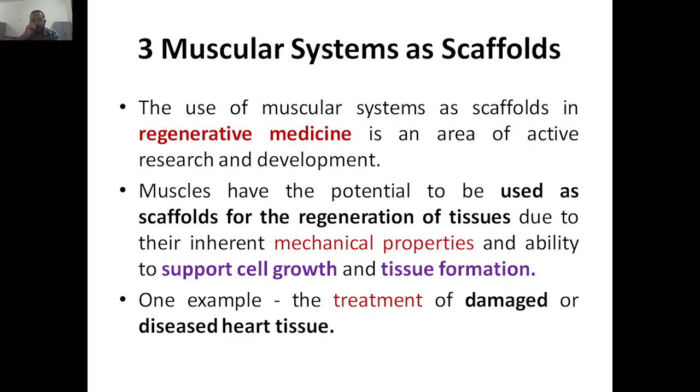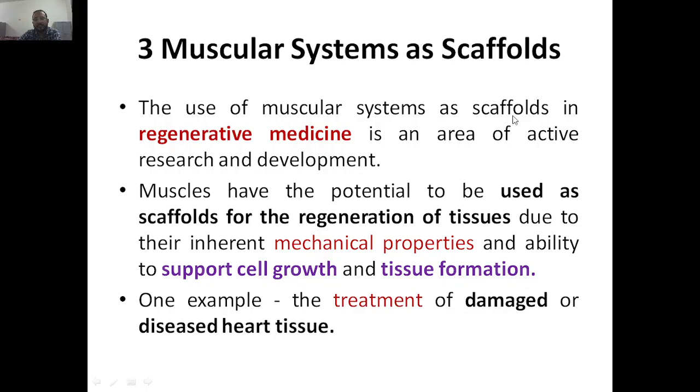Okay? So we will see. Muscular systems as scaffold, we will start the PPT. The use of muscular systems as scaffolds in regenerative medicine is an area of active research and development. Here in this topic we are talking about scaffolds, and muscular systems used as scaffolds. When we talk about muscular and skeletal systems as scaffolds, we should know that this is active research going on in most R&Ds, that is research and development.